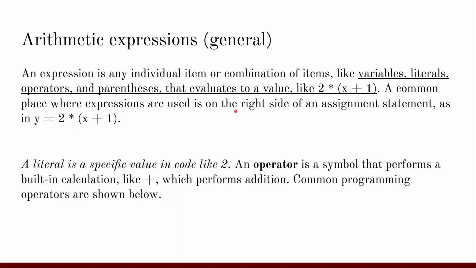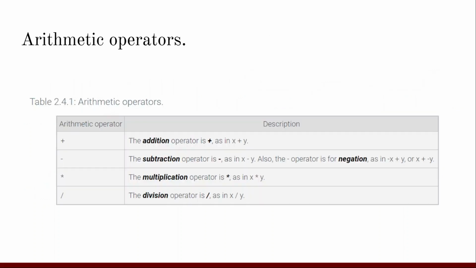A common place where expressions are used is always on the right side. Okay, so this is a variable, and we have the expression on the right side, and these two here are literals. An operator is a symbol that performs a built-in calculation like plus, minus, division, modulus, among many others. So we have arithmetic operators: adding two numbers, subtracting two numbers, multiplication, and division. All right, and this is the same for all programming languages, not just C++.